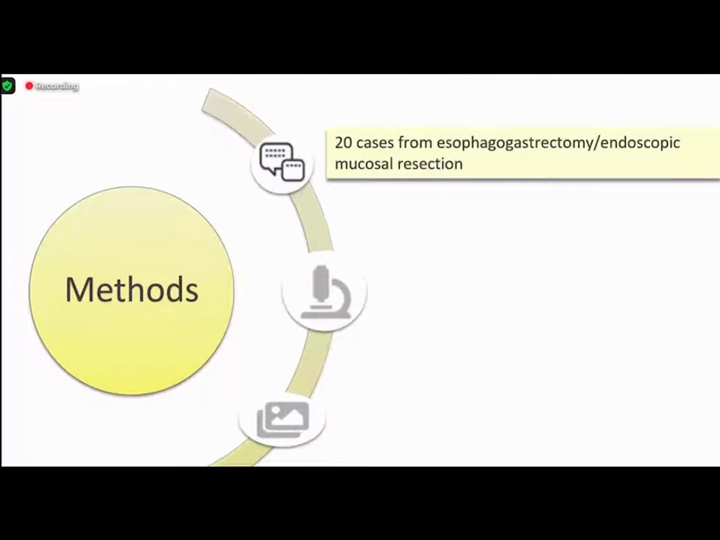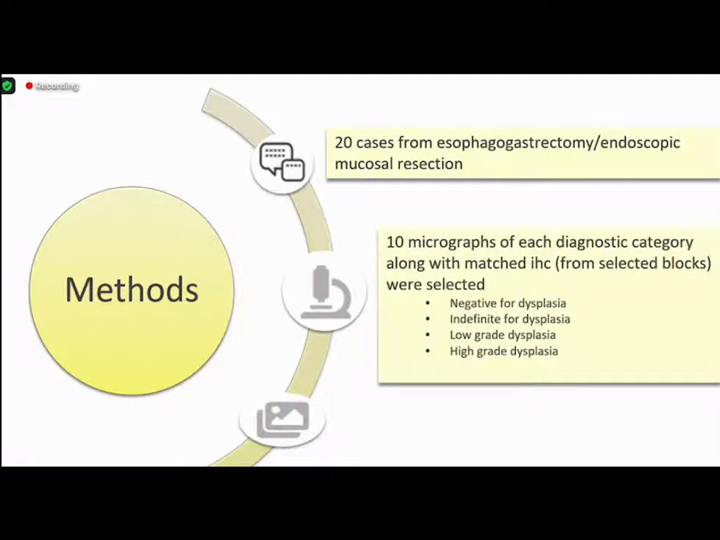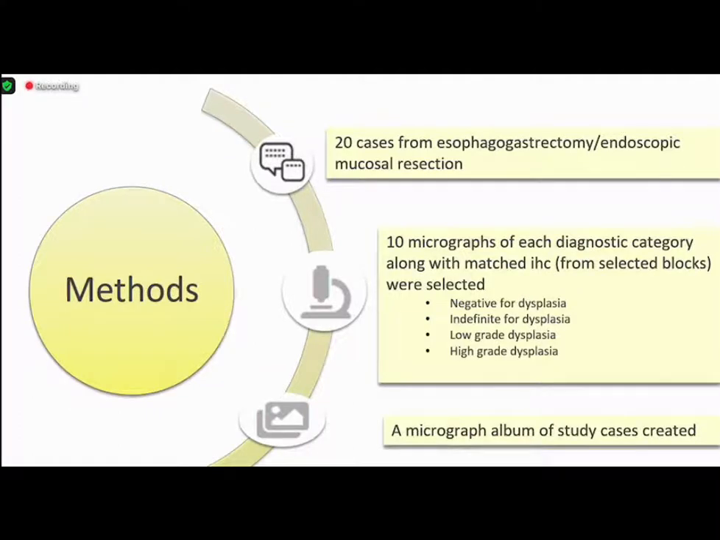This brings us to our initial study method. Basically, after selecting our markers, we took the EMR and found 20 cases, either esophagectomy cases or endoscopic mucosal resection cases. And from these cases, we curated 10 micrographs for each diagnostic category, full thickness sections, and we selected the blocks for matched IHC for these categories. So in total, 40 cases were included, and micrographs were obtained for all these diagnostic categories. And therefore, we curated a micrograph album of our study cases.